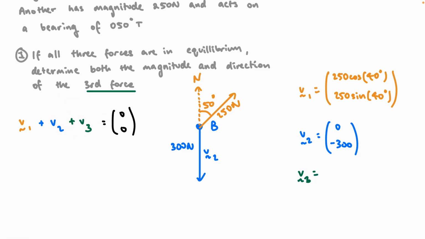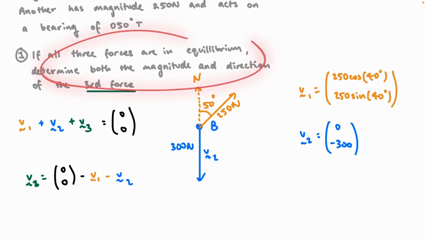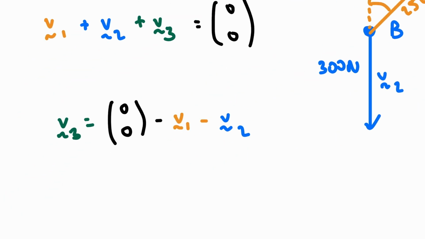Well, yes, we can. If we wanted to solve this equation for v3, what we would get is v3 is simply equal to 0, 0, and then minus vector 1, and then minus vector 2. I should have put a little squiggle under these as well to show the vectors. So now I can solve for what the vector v3 is, which is what the question is actually asking me to do. So let's now do this.